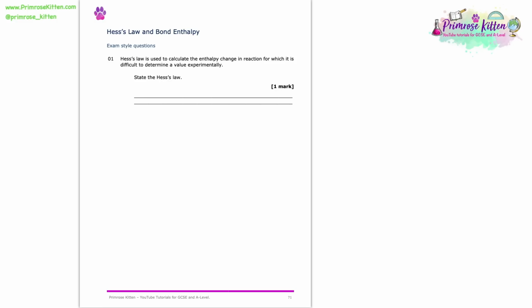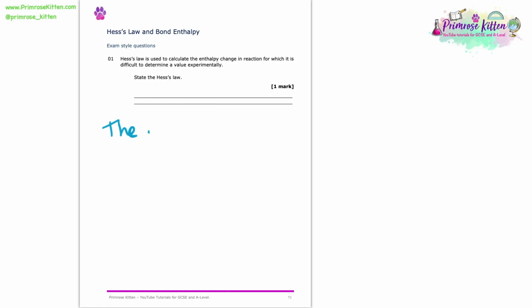Okay, so let's have a look at question 1 here. We're told that Hess's law is used to calculate the enthalpy change in reaction for which it's difficult to determine a value experimentally. And we're just asked here to state Hess's law.